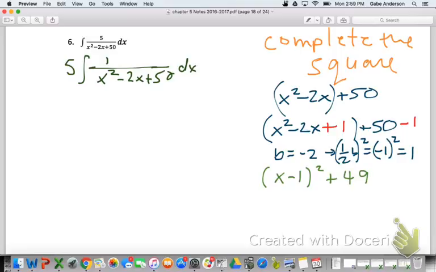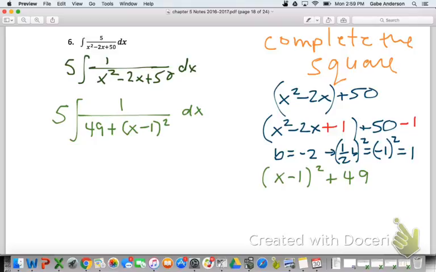So what we've done is complete the square, got it into a better form, and now check this out. I'm going to come back over here to the left. 5 times 1 over x minus 1 squared. No, you know what? Let me write it in the order you might like better. How about 49 plus x minus 1 squared? That works now. Do you see the arctangent in there? u prime a over a squared plus u squared.